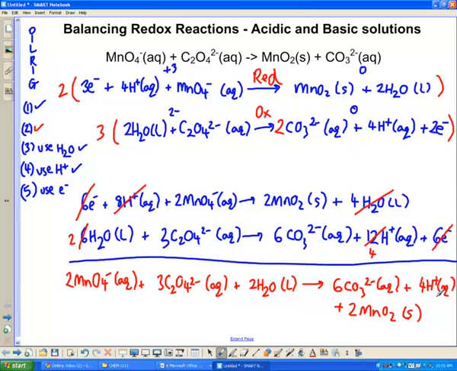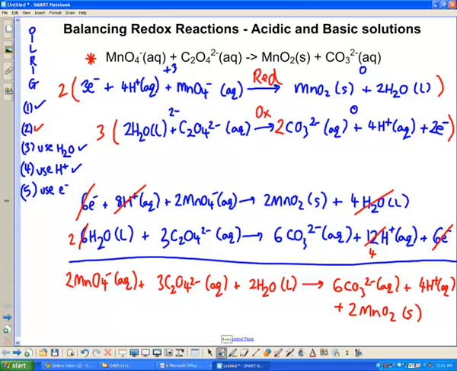Now for our charges, 4 plus, that's 12 minus, that gives 8 plus. No, I'm sorry, 4 plus 12 minus, that gives 8 minus. And that gives 6 minus, 2 minus, 8 minus on each side. All right, so that means we are balanced. Now, is there any chance at all that you could have tried to balance this using a normal method and come up with this? Well, of course not. That's why redox reactions are a little bit more involved.